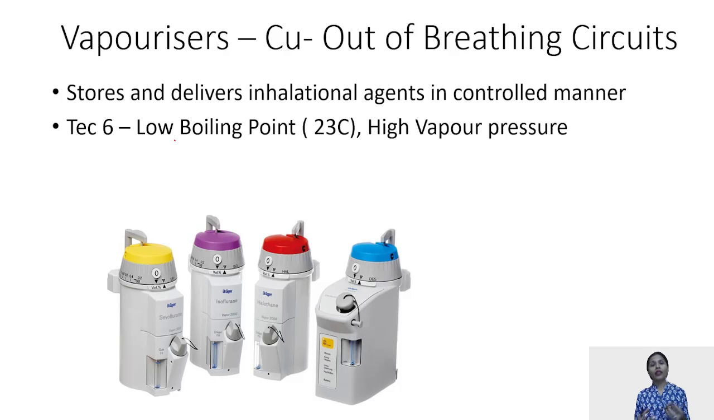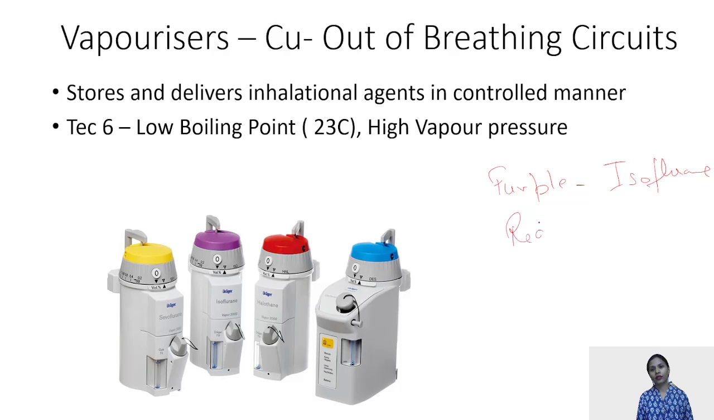Vaporizers are basically meant to store your inhalational agents and then to deliver your inhalational agent in a very controlled manner. You have a lot of types of vaporizers which are being developed these days. The most important thing in a vaporizer is the recognition of the vaporizer. These are your vaporizers. They all are color coded. Let's remember the colors. Purple is for isoflurane.